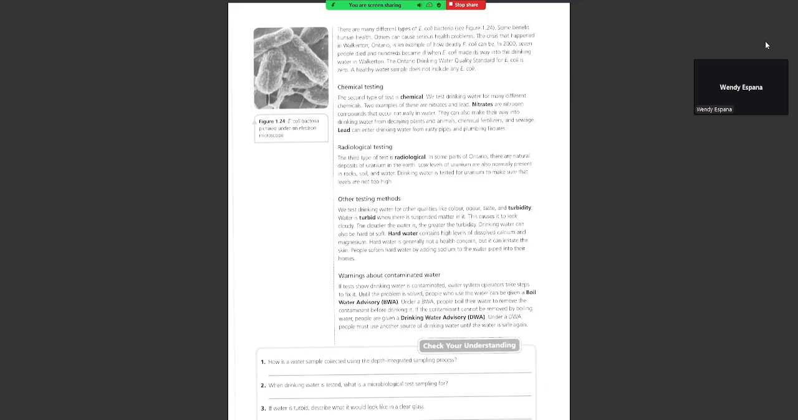And question 3, if water is turbid, what would it look like in a clear glass? We've talked about turbidity quite a bit. You can go back and look above right there, and it gives you a really good explanation of what turbidity is and what turbid water looks like.